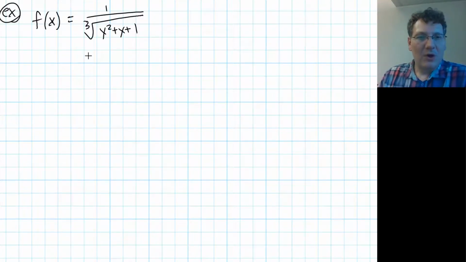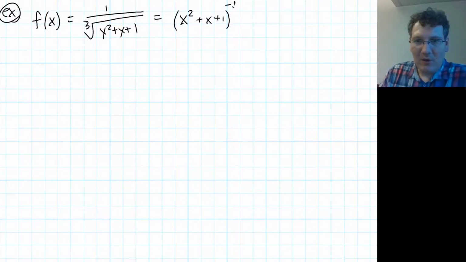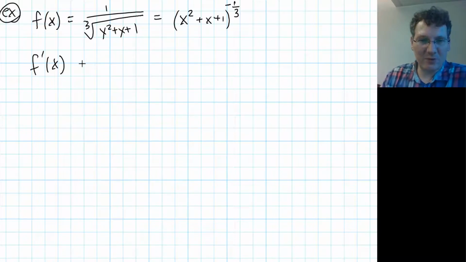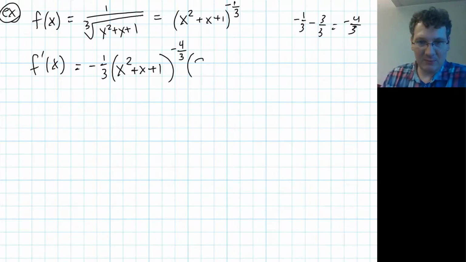F of x equals 1 over the cubed root of x squared plus x plus 1, which, to do this, I'm going to rewrite as (x^2 + x + 1) to the negative 1/3 power. Writing it like that makes it a lot more clear that this is a power rule problem with a chain rule component, right? So f prime of x will be negative 1/3 times this inner function unchanged, x squared plus x plus 1, to the negative 4/3 power, because negative 1/3 minus 3/3 is negative 4/3. Okay, so that's my exponent. Then we multiply it by the derivative of x squared plus x plus 1, which is 2x plus 1.